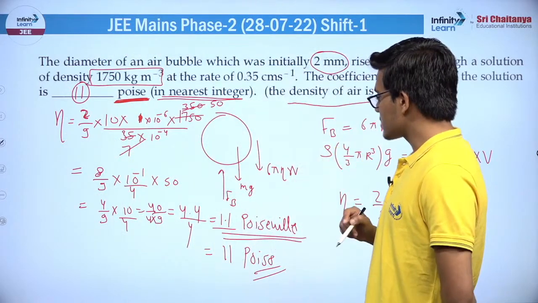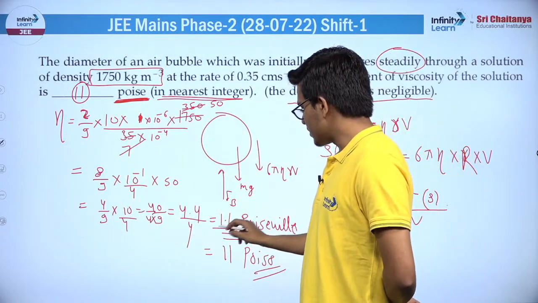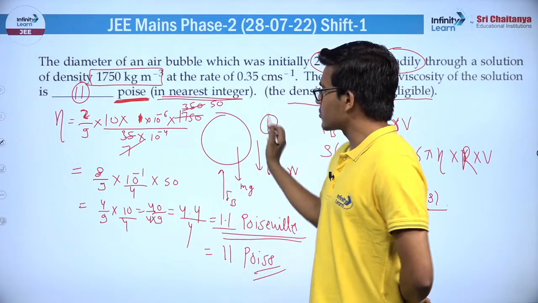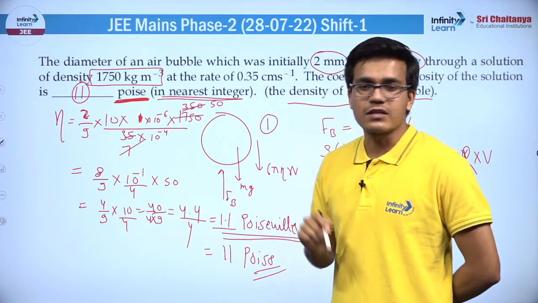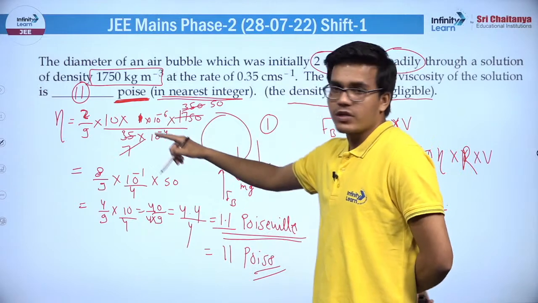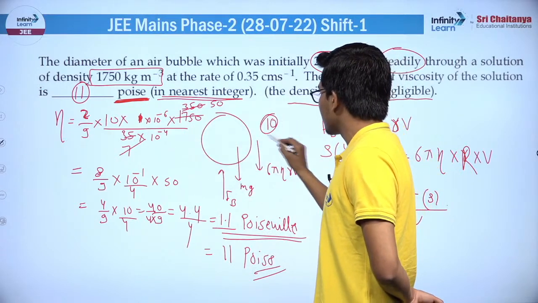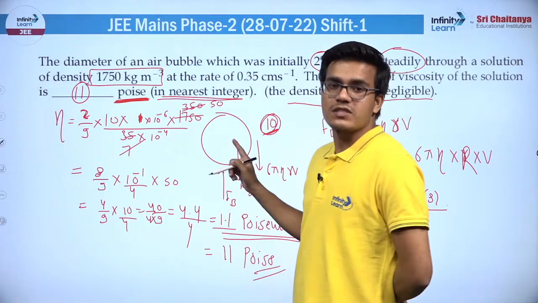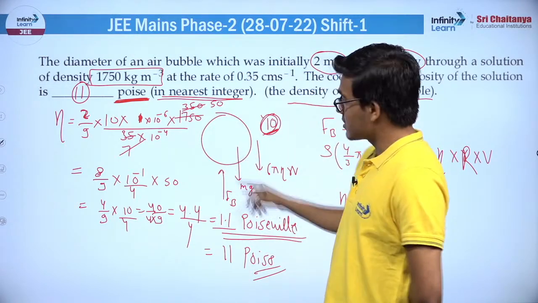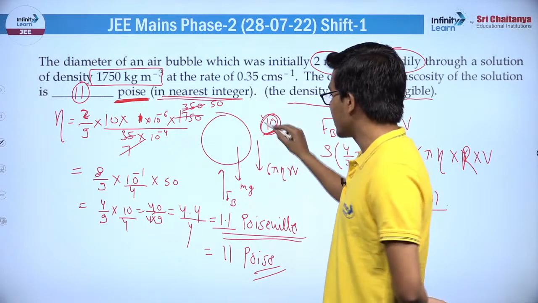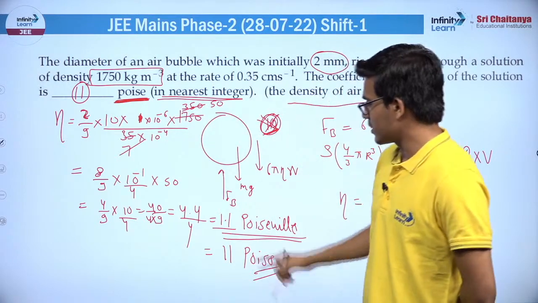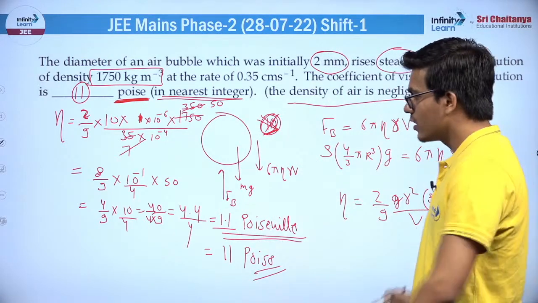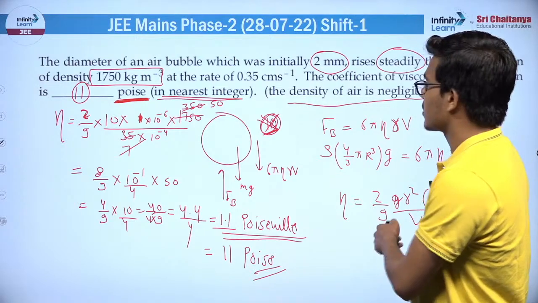Students have done one mistake also. They have seen it is 1 point something, so somebody has put only 1 in the answer. And if somebody has checked the poise also, he has just multiplied by 10 and gotten the answer 10. So don't make these mistakes, okay? These are very silly mistakes. The answer will not be 10, the answer will be 11. So you have to divide properly. Don't go away from the calculation in these types of questions.